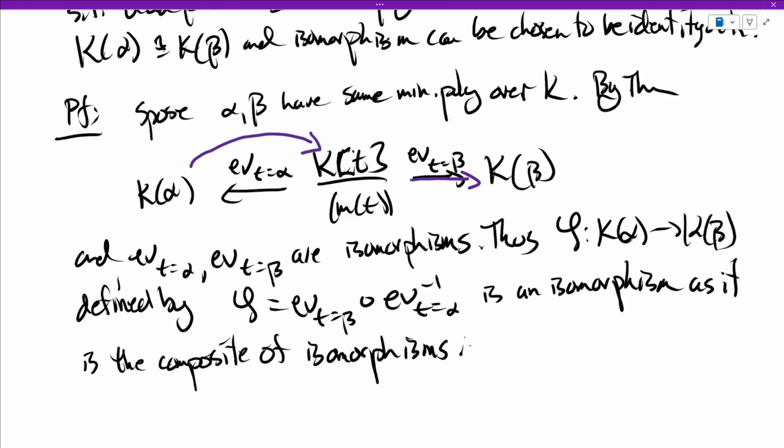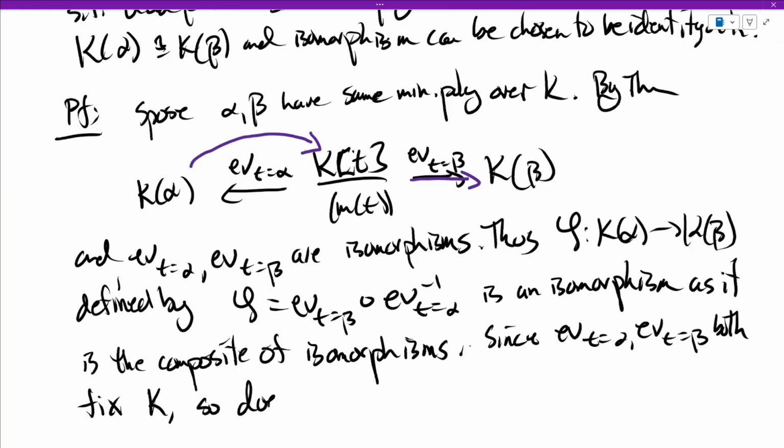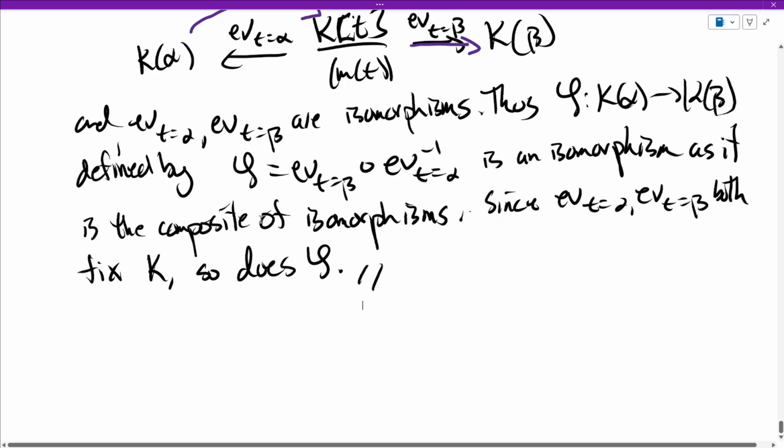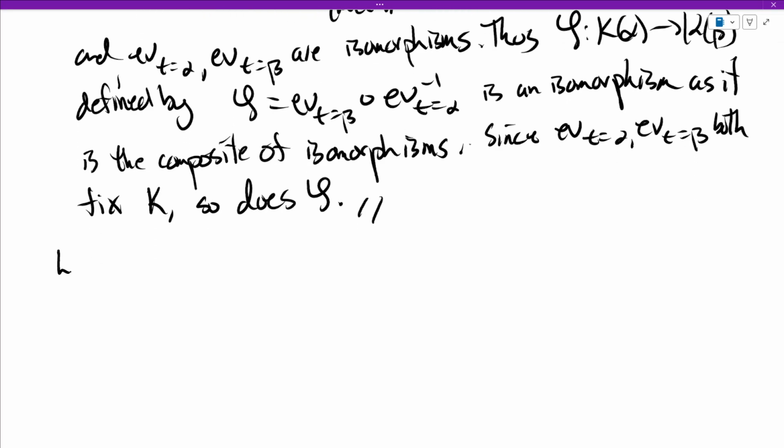And also, since evaluation at t equals alpha and evaluation at t equals beta both fix k, because we're just plugging in a value for t, so does phi. So it's the identity on k. That's it. All right, again, very, very helpful. Know how to work through an example of something like this, like we did in the previous video. Very, very helpful.